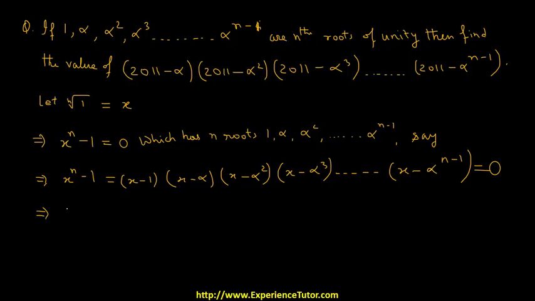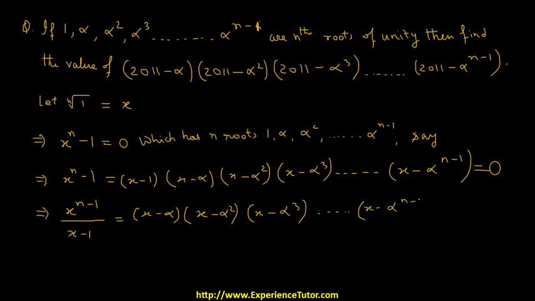This can be written as (x to the power n minus 1) upon (x minus 1) is equal to (x minus alpha)(x minus alpha square)(x minus alpha cube) up to (x minus alpha to the power n minus 1).